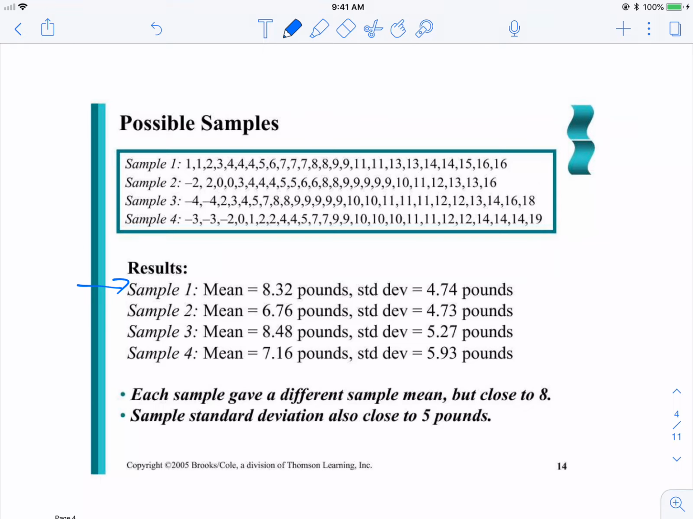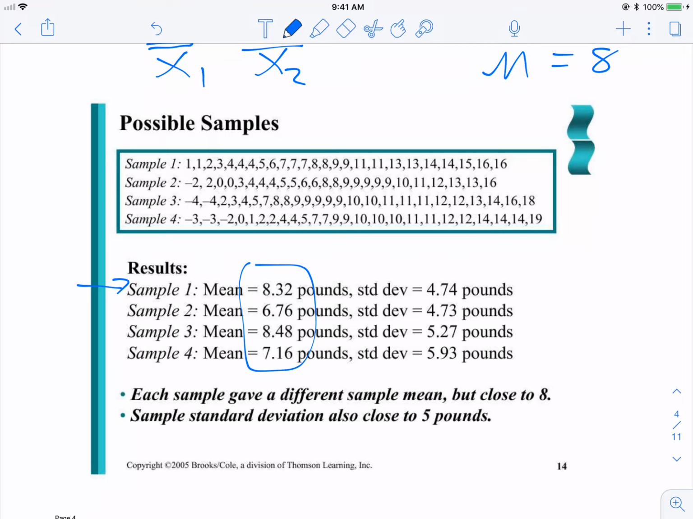Now, that doesn't have to match the population exactly, but you can see they're all pretty close. Remember that population mean mu was 8 pounds. Okay, our sample means, we're going to represent those with the symbol x bar. So in this case, we have x bar 1, x bar 2, etc.